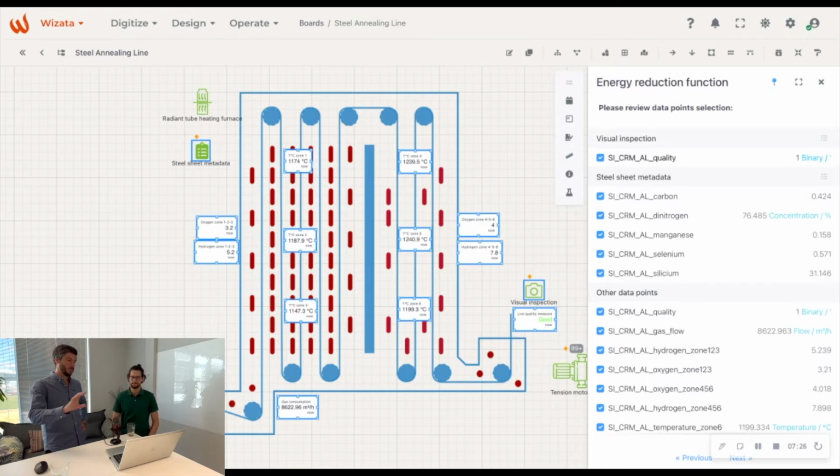But indeed, here we have everything that we need because we know from experience that it's what's giving good results. But indeed, you can have maybe 10,000, 30,000 sensors on the line. So it can be the same. You select everything that you need.